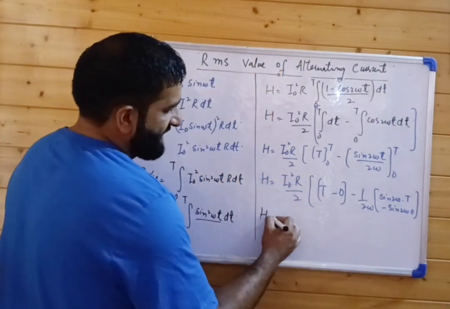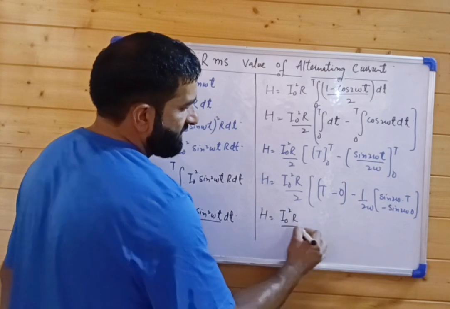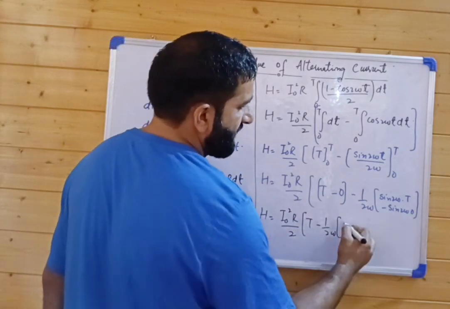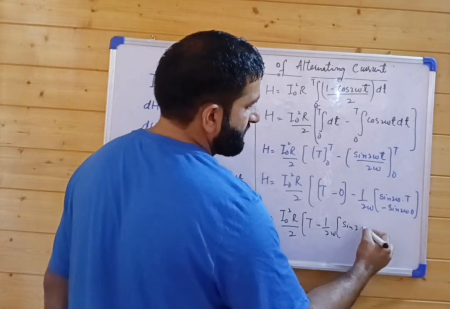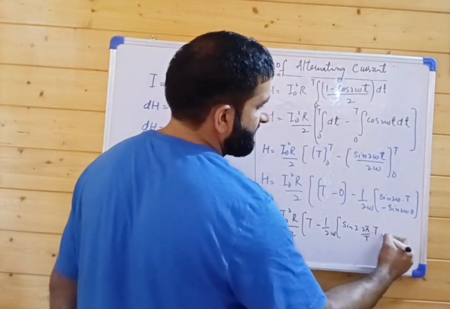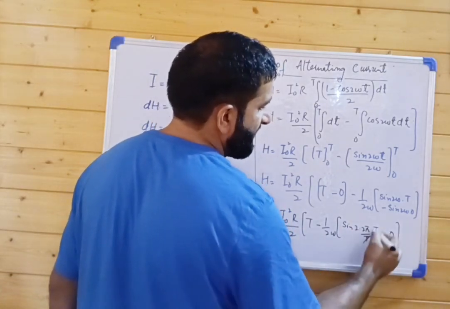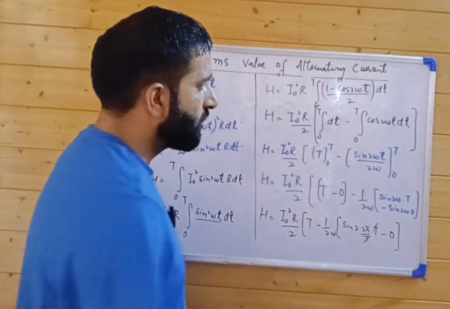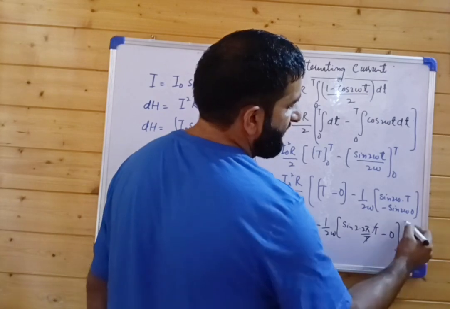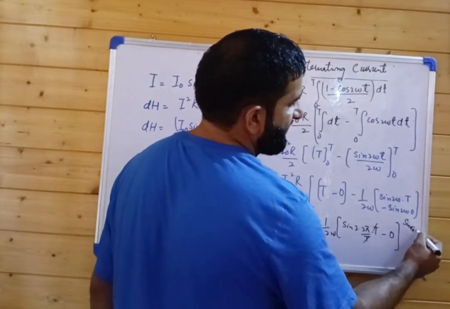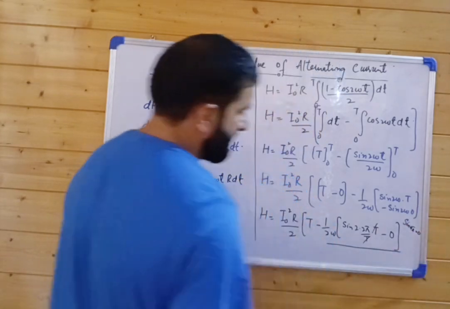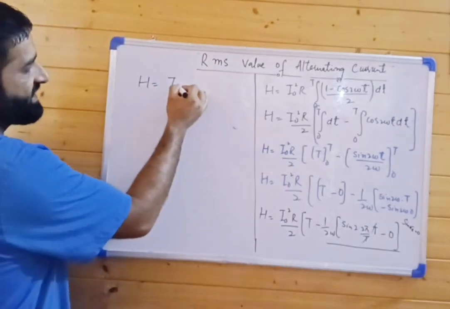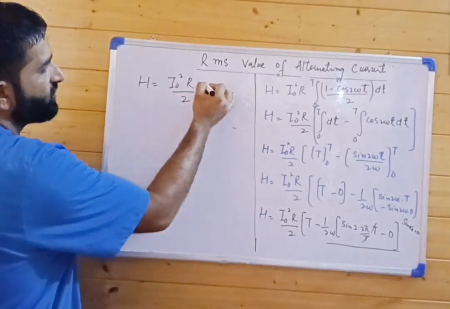We are left with H equal to I0 square R divided by 2 into T minus 1 by 2 omega. Here we have sine of 2 into 2 pi by T into T minus sine 0, which is equal to 0. Here T and T cancel. We are left with sine of 4 pi, and sine of n pi is equal to 0. So this term comes out to be 0. We are left with the heat produced equal to I0 square R divided by 2 into T.